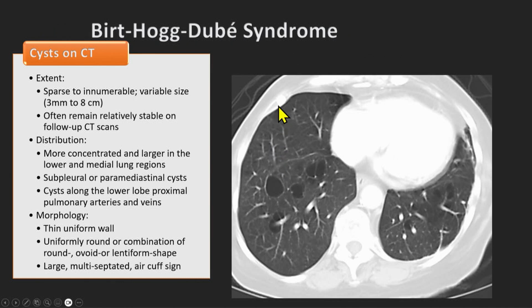And so now let's talk about Birt-Hogg-Dubé. The reason why we put Birt-Hogg-Dubé and LIP right next to each other is because they look very, very similar. So both are basilar predominant. Both can give you these parabronchovascular and subpleural cysts. So how do you differentiate the two?